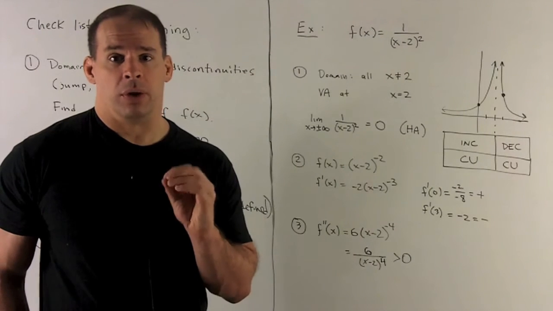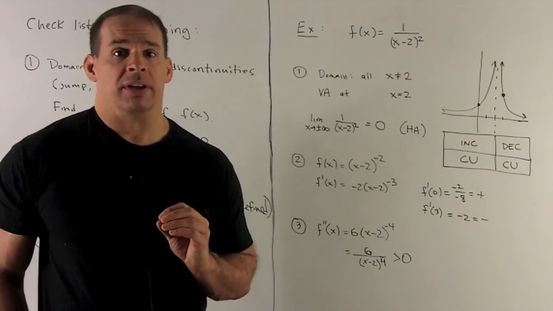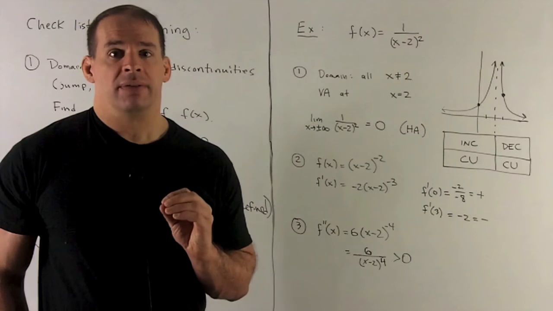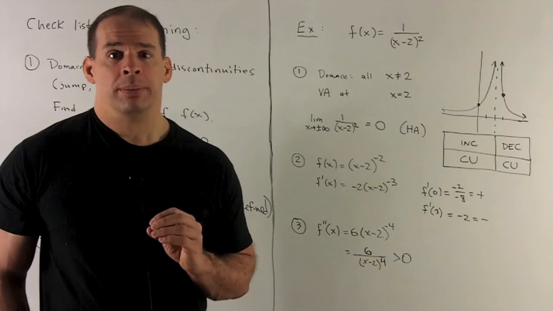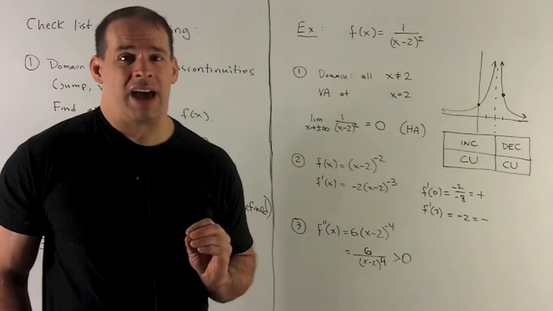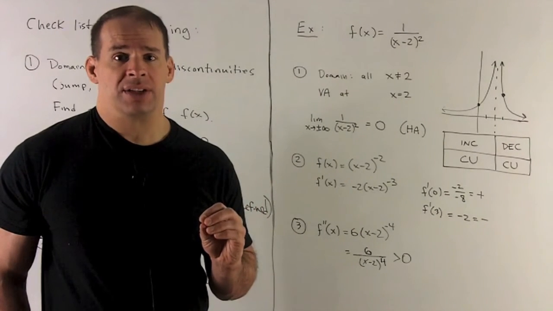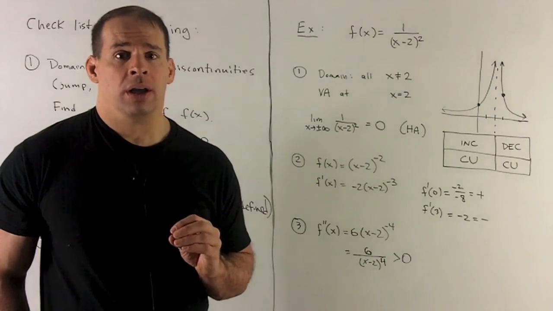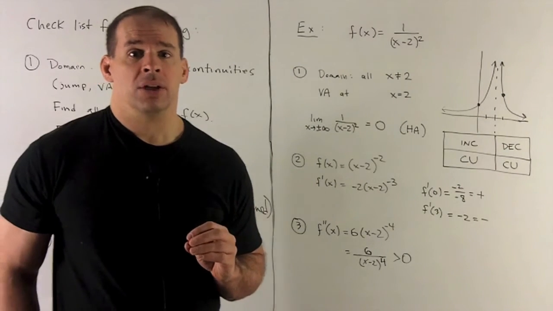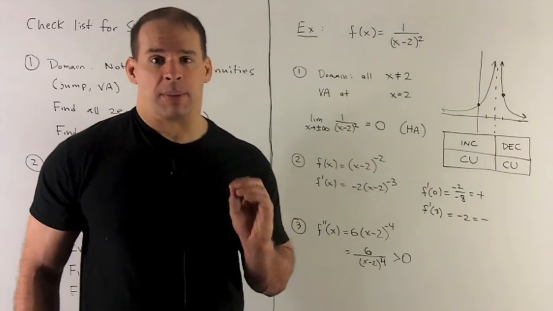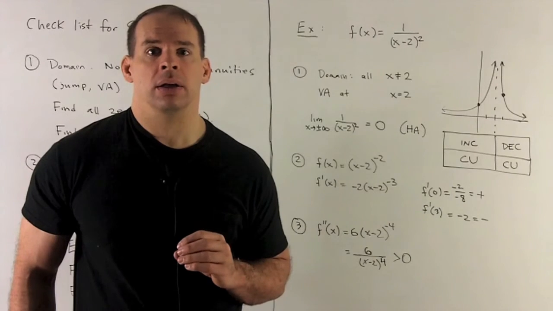Let's move to point 3, the second derivative. Second derivative, again, we're going to use the chain rule. So minus 3 comes down. That gives us a 6 in front. X minus 2 stays as it is. Exponent goes to minus 4. Derivative of the inside is 1. So I have 6 over x minus 2 raised to the 4th power.